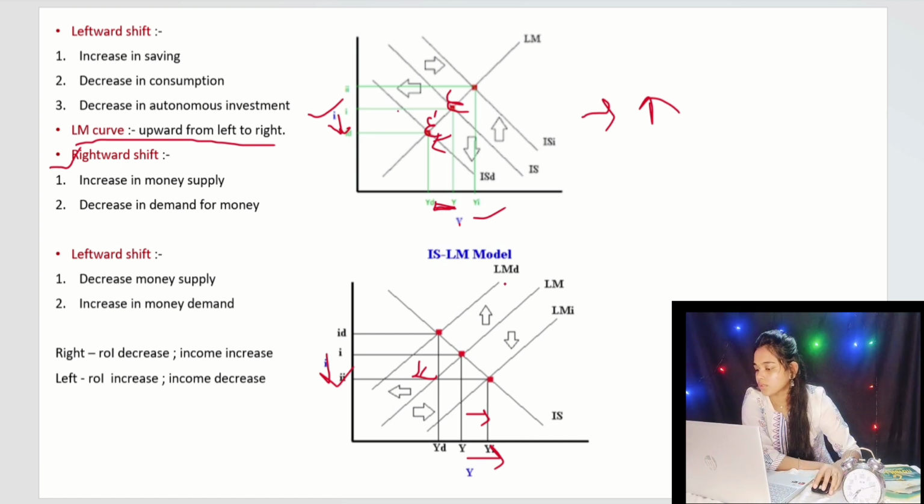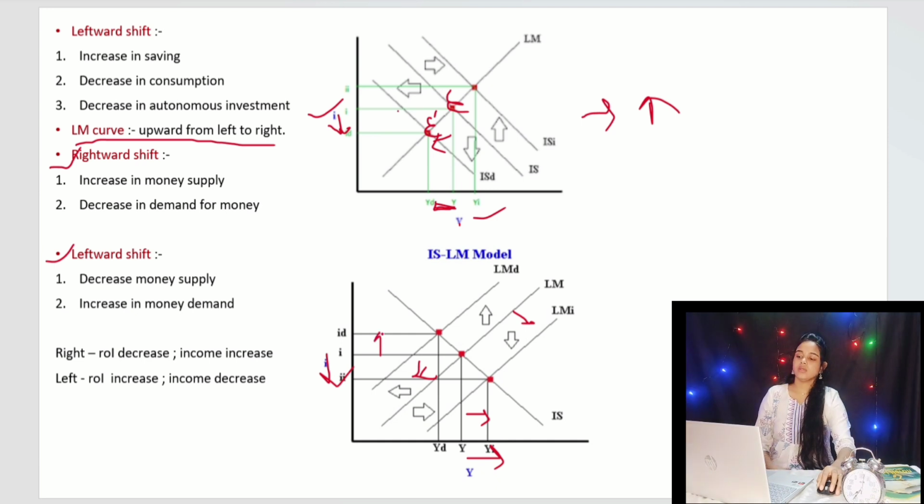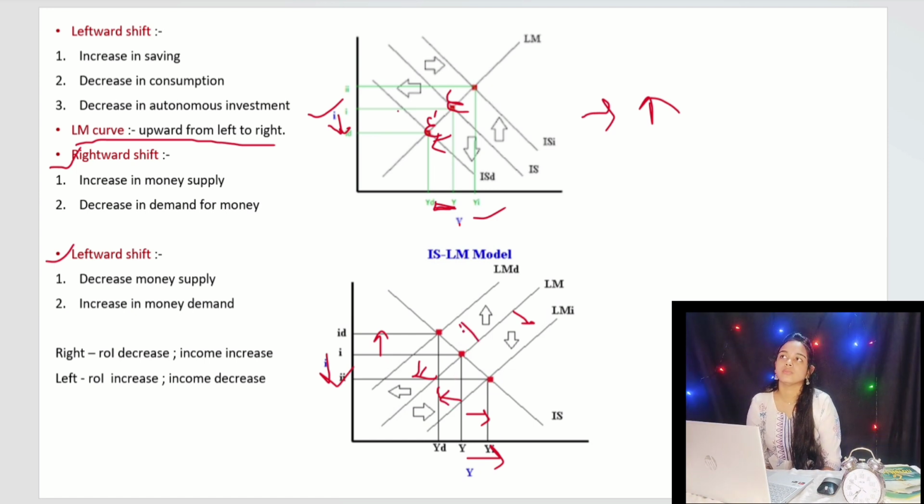So a leftward shift in the LM curve is due to a decrease in money supply and an increase in demand for money. An increase in demand for money is also positively related to the interest rate, and the interest rate increases. And the central bank, that is, the RBI in India, follows contractionary monetary policy to check inflation.